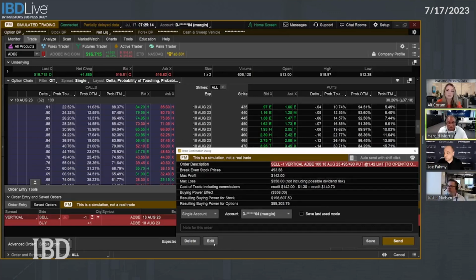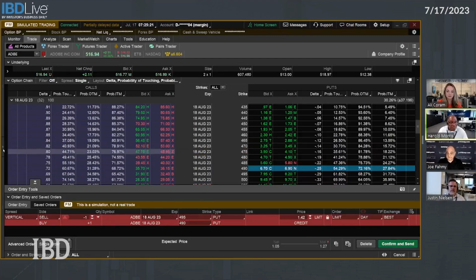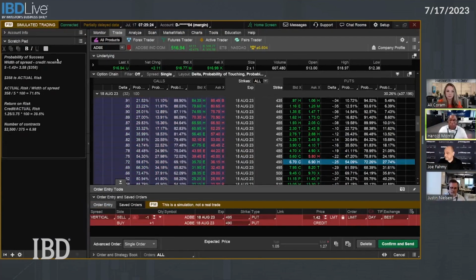Let's take a look at some more numbers. We're going to look at the probability of success and how many contracts we're going to buy. On the left side, I've got my numbers put together. To calculate the probability of success, we first start out with our risk. How do we determine how much money we're risking? We take the width of the spread minus the credit received, which is $1.42. That gives us our actual risk of $3.58, or in option terms, $358. So that's our actual risk in this trade.